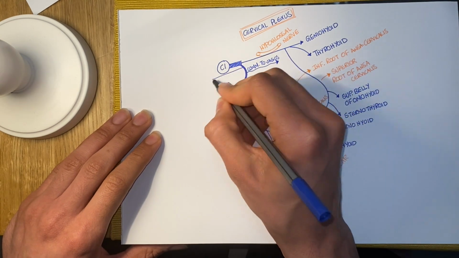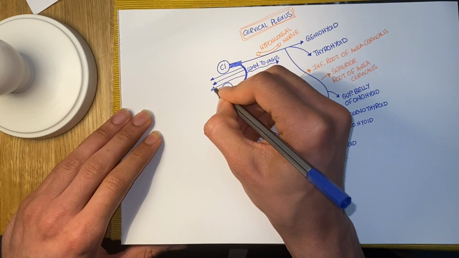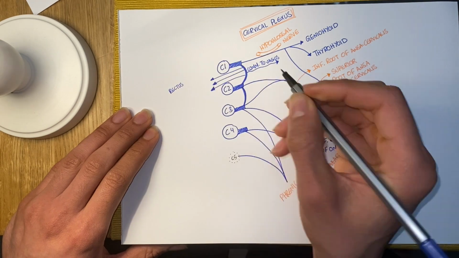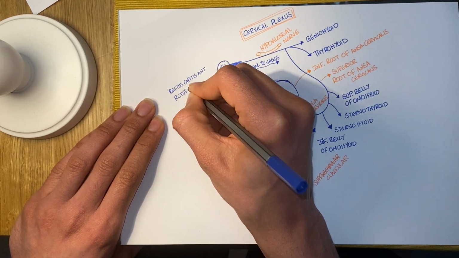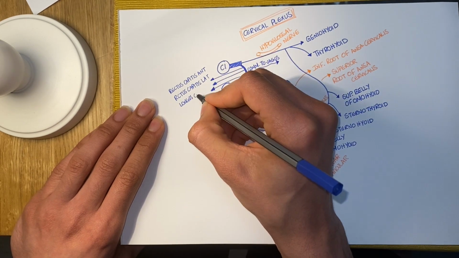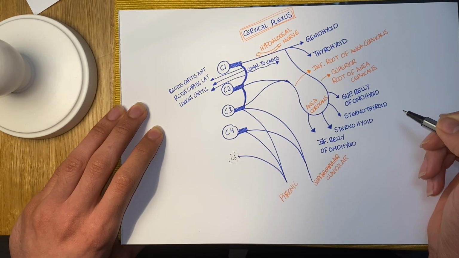We also see nerves innervating muscles such as the rectus capitis anterior, rectus capitis lateralis, and longus capitis.